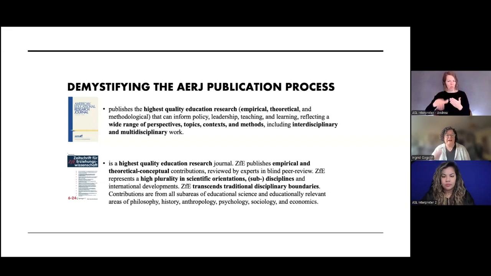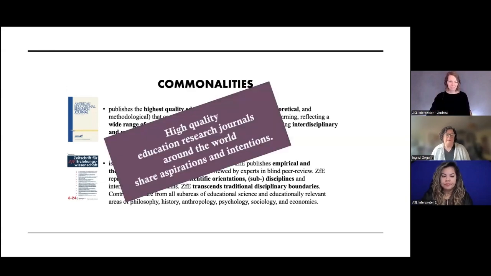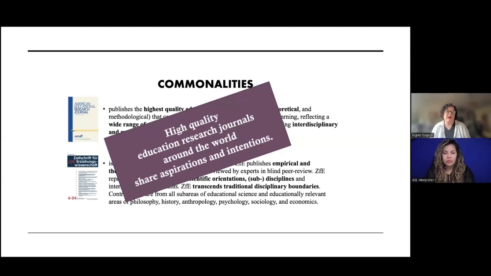We all strive for highest quality in education research. We publish empirical and theoretical conceptual contributions. The contributions are blind reviewed. We strive for high plurality in scientific orientations, in subdisciplines, and in international developments, etc. So next, please. What you can take from this is that high quality education research journals around the world share aspirations and intentions. And that means if you have published in a high quality journal in your area already, why not make the next step and try to do it in AERJ as well?